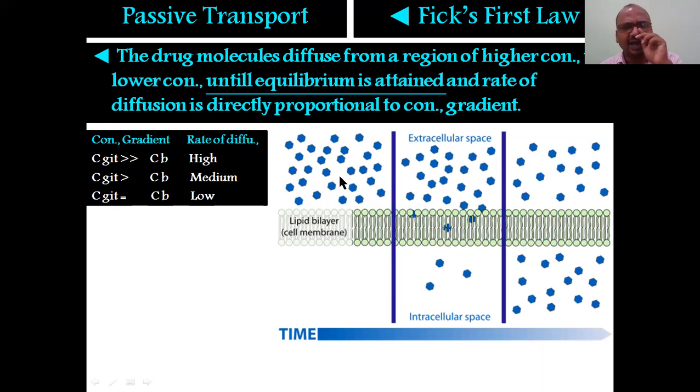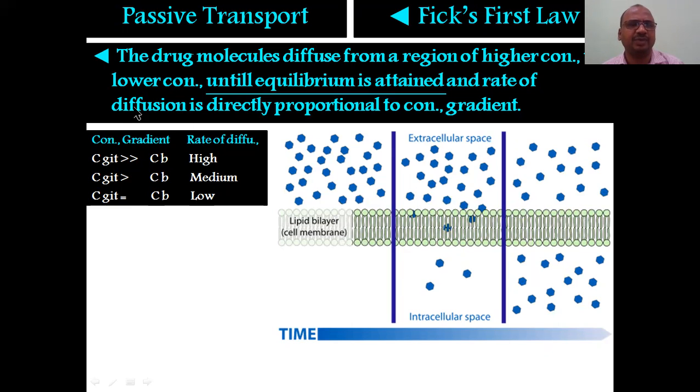This law says that the higher the concentration difference on both sides of the membrane, the higher the rate of the passive process. The drug molecule diffuses from a region of high concentration to lower concentration until equilibrium is achieved. See here, until equilibrium is achieved. That is Fick's law. Fick is the name of the scientist who discovered it, and the rate of diffusion is directly proportional to the concentration gradient. Here higher rate, here lower rate, medium rate, here lower rate, or almost zero, you can say.